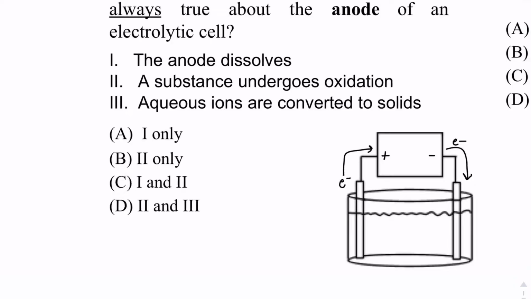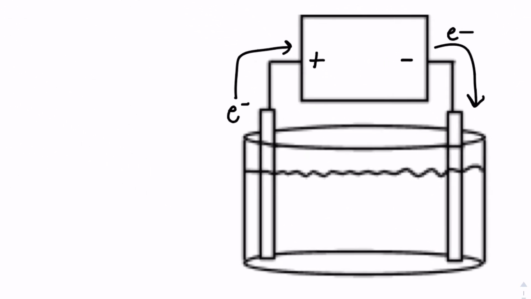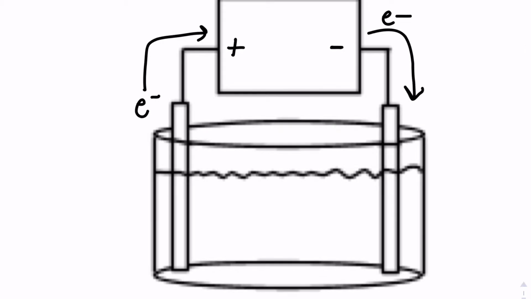Which of the following statements is always, that's very important, true about the anode of an electrolytic cell? So here we have an electrolytic cell. It's attached to a battery. We have the positive side of the battery and the negative side of the battery.